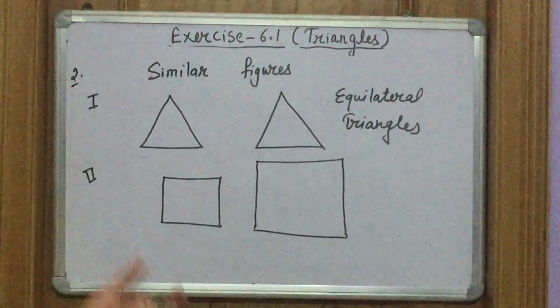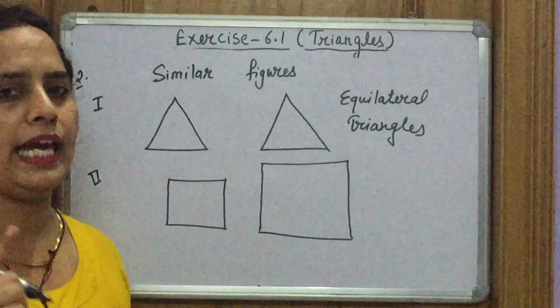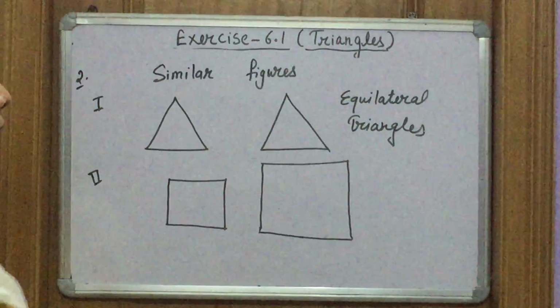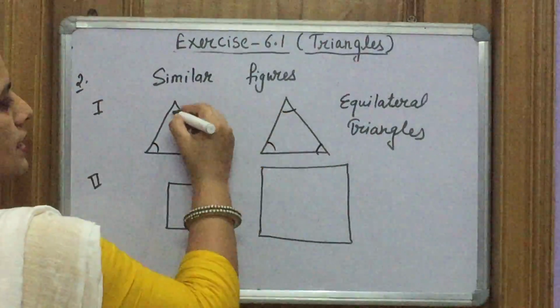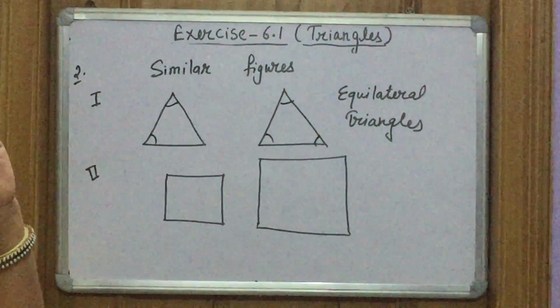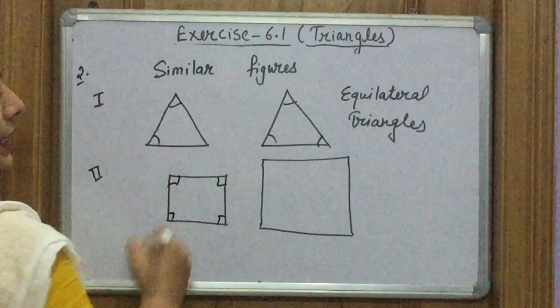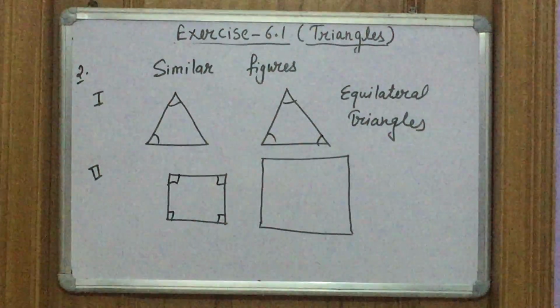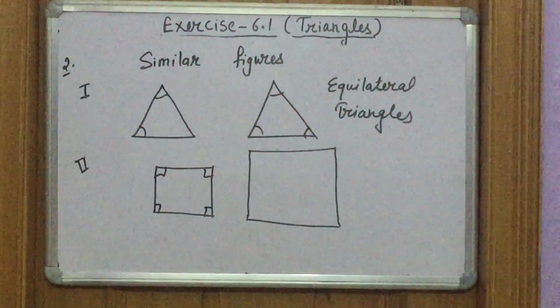Because in the definition of similarity two conditions must be satisfied. The first one is about the angles. Angles must be equal, and we know that in equilateral triangles all the angles are equal to 60 degrees and sides will be proportional. And in the square we know that all the angles are 90 degrees and sides must be proportional. So we can say that these two are examples of similar figures.